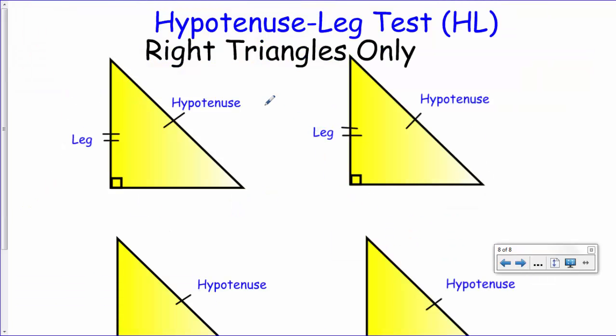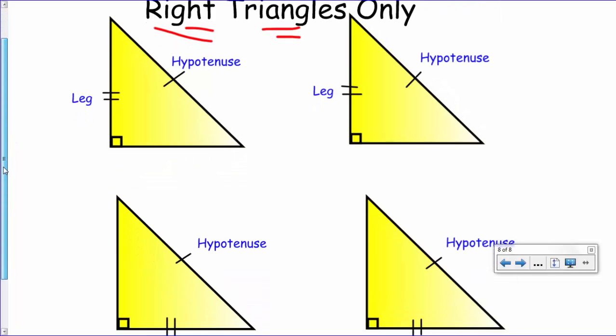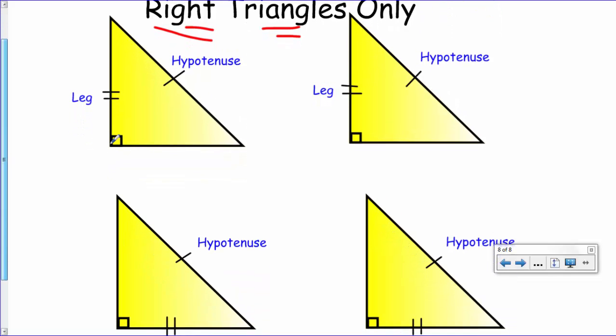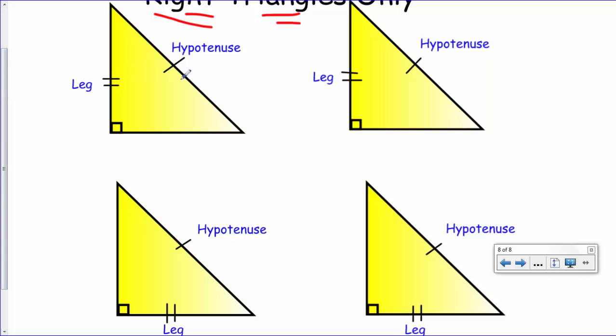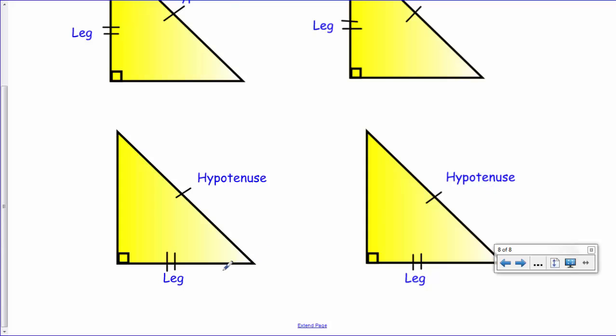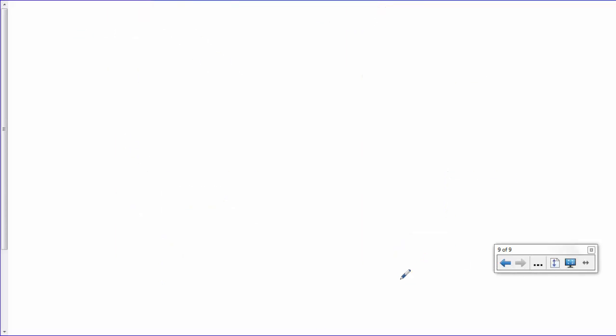Our final test for congruence is called the hypotenuse leg test. As it says, this is for right triangles only, not any other kinds of triangles. There are two examples shown of what it would look like for the hypotenuse leg test. In both of them you have to have the hypotenuse marked congruent and then one set of legs congruent. So here's an example of hypotenuse leg, and then here's the second example of the hypotenuse leg theorem. Those are the tests for congruence, and that's it for our lesson for today.